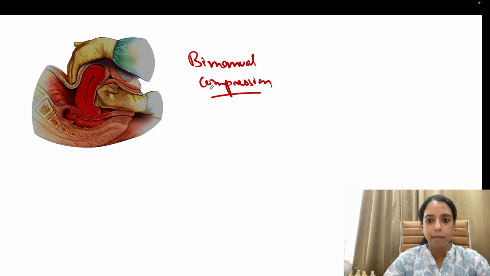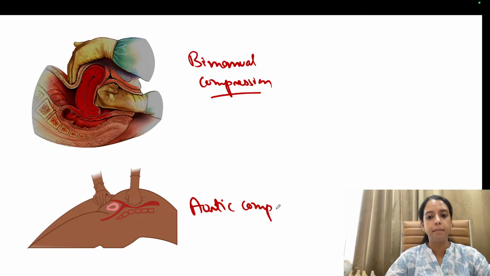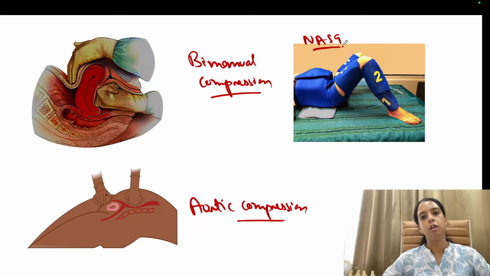Like bimanual compression, aortic compression is done just near the umbilicus towards the left side. So aortic compression, bimanual compression, and using this non-pneumatic anti-shock garment. The purpose is I'm not treating PPH, I'm buying time. I'm trying to keep the blood, whatever is remaining, towards the visceral areas. And then I'm shifting the patient for surgery. Bimanual compression, aortic compression, non-pneumatic anti-shock garment.